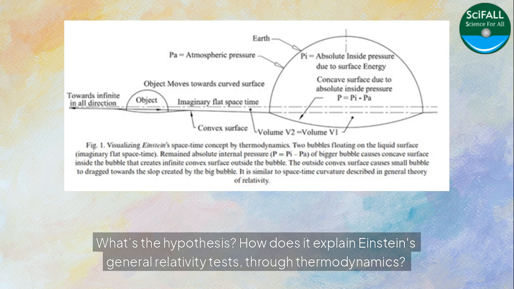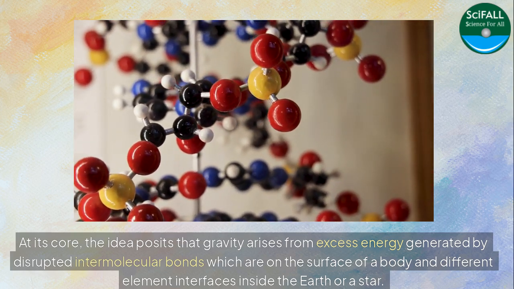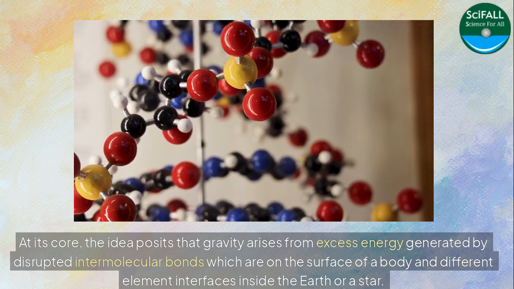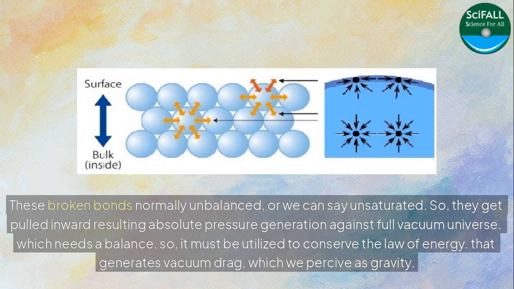What's the hypothesis? How does it explain Einstein's general relativity tests? Through thermodynamics. At its core, the idea posits that gravity arises from excess energy generated by disrupted intermolecular bonds, which are on the surface of a body and different element interfaces inside the Earth or a star. These broken bonds are normally unbalanced, or we can say unsaturated. So they get pulled inward, resulting in absolute pressure generation against the full vacuum universe, which needs a balance. So it must be utilized to conserve the law of energy, which generates vacuum drag, which we perceive as gravity.